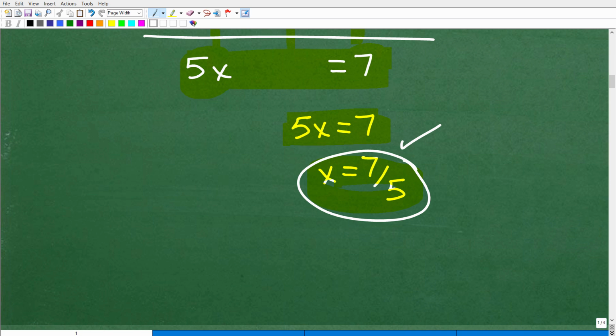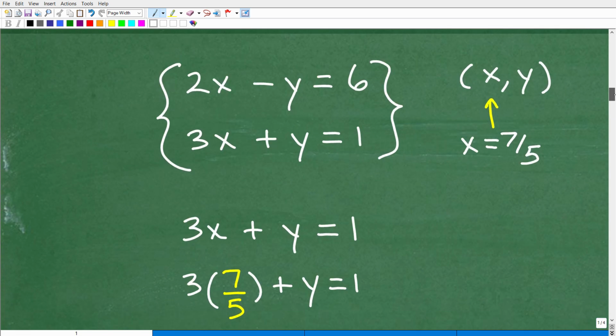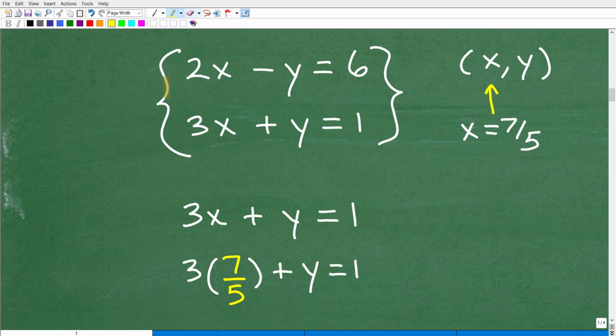Now, what does that mean? Well, let's go down here and take a look at this equation. So here's my system. Okay, we just solved for x. Okay, x is equal to 7 over 5. So we are halfway there.